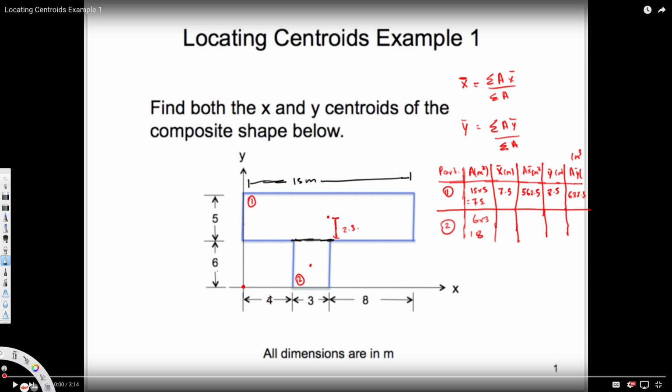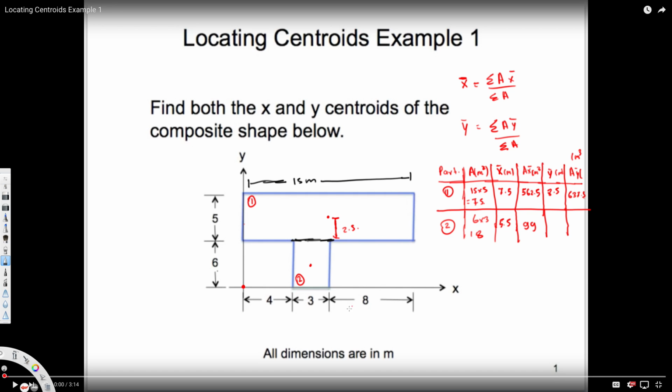So I had to measure this one from, as I mentioned, this is my point of measurement. So from this one to the centroid, what's the distance? This is 4 and this is 1.5, therefore the total distance is going to be 5.5. And if I multiply A x bar, the multiplication of these two, so 18 times 5.5 will give me 99.